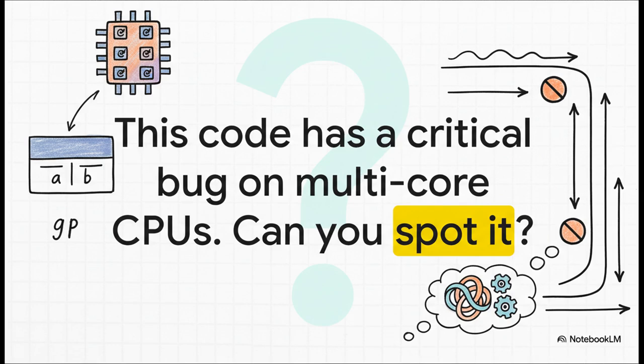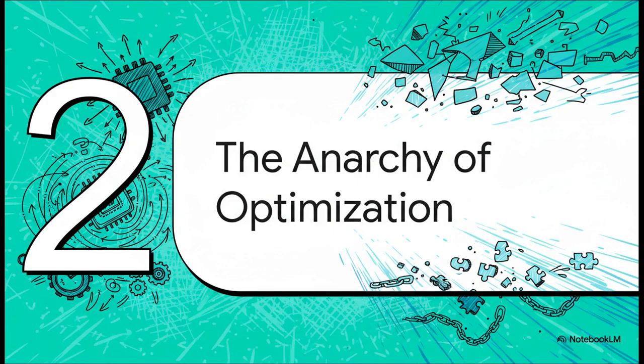All right, so to crack this puzzle, we have to understand a really fundamental truth about modern computers. And that is, they are absolute, relentless optimizers. I mean, both the compiler, the thing that turns your code into machine instructions, and the CPU itself will do just about anything to be faster. And that's where the anarchy begins.